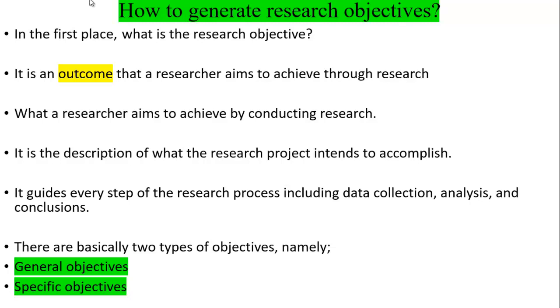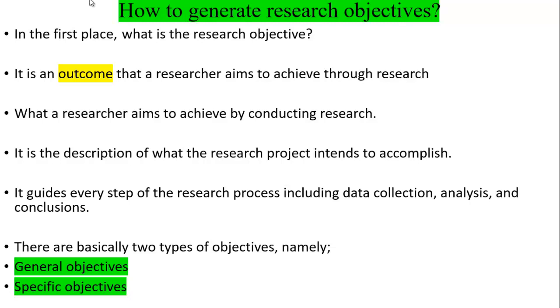A research objective is an outcome that the researcher aims to achieve through a research. When one is conducting a research, there is something that he or she wants to achieve at the end of the day. There is an outcome that he or she wants to arrive at. It is that outcome, that end of the research, that is termed a research objective.